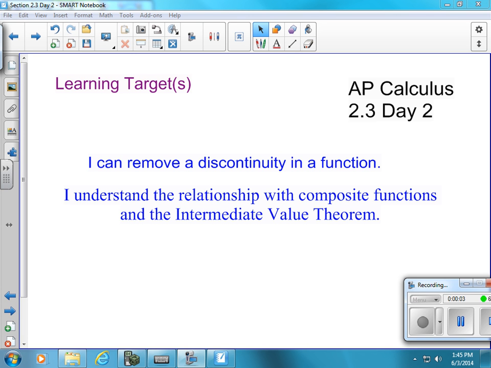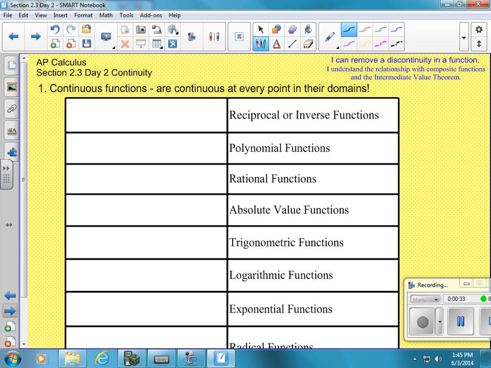So here we go with section 2.3, day 2, another day on continuity or discontinuity, whichever way you want to look at it. Some people look at their lives full of discontinuities and others look at it with continuities. It's kind of like glass half empty and half full. Okay, so we're going to talk about removing a discontinuity, which means taking a discontinuous function and making it continuous. And then we're going to talk about composite functions and the intermediate value theorem.